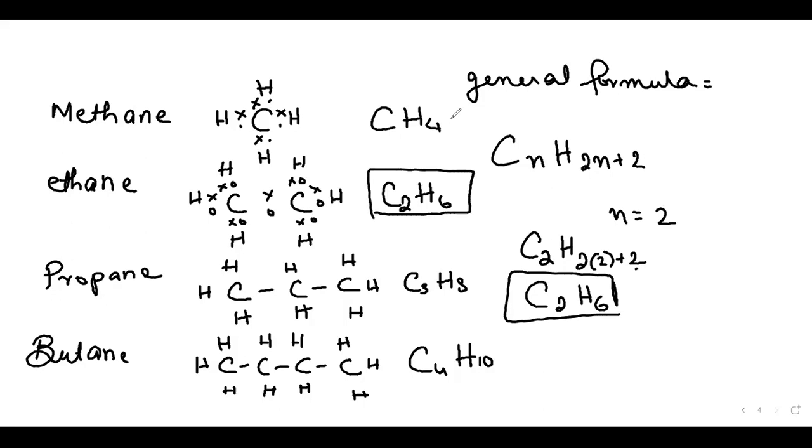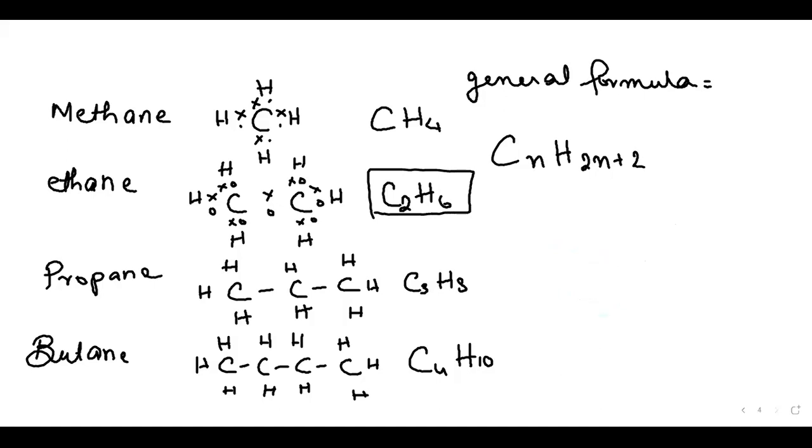So the nth term depends on the number of carbons. Exactly. So now if I come up to you and I say, can you tell me what will be the molecular formula of pentane? n will be 5. C5H12. Correct.